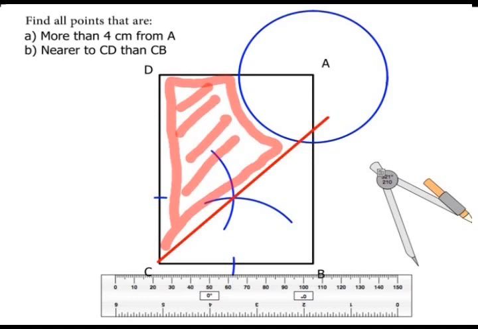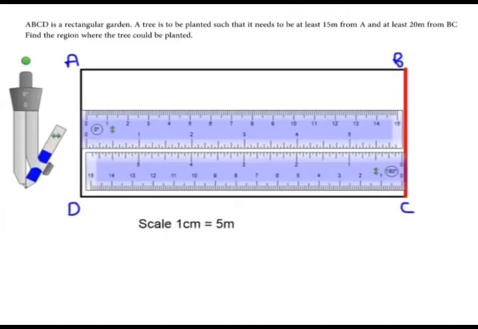We take 2 examples. First one, ABCD drawn to scale is a rectangular garden. A tree is to be planted such that it needs to be at least 15 meters from point A and at least 20 meters from the side BC. Find the region where the tree could be planted.